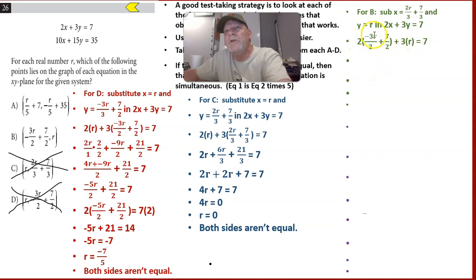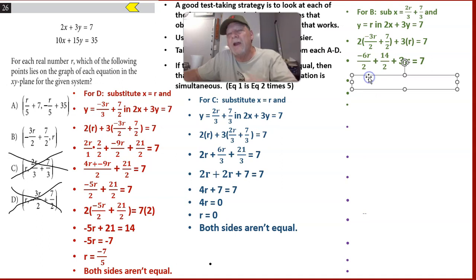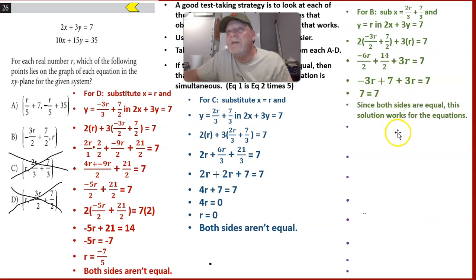So I'm going to multiply 2 times the negative 3r over 2 and 2 times 7/2, but the 2's are going to cancel so that we get negative 6r over 2, which will be 3r, and I could have just canceled those and got the negative 3r. Sorry, it's negative 3r. And then 14 over 2, which is 7, or the 2's could have canceled, and then I have the 7 there. All right. So negative 3r plus negative 3r is going to give me 7 equals 7.